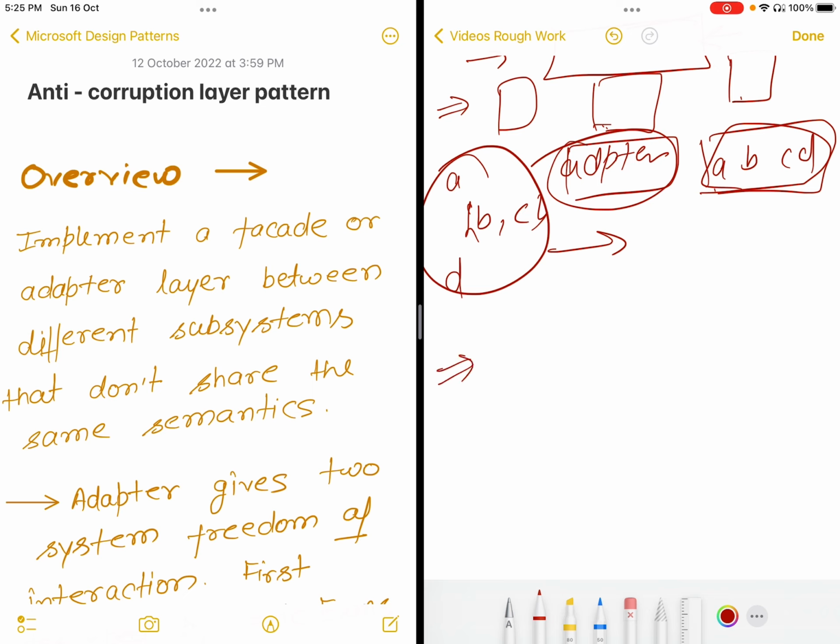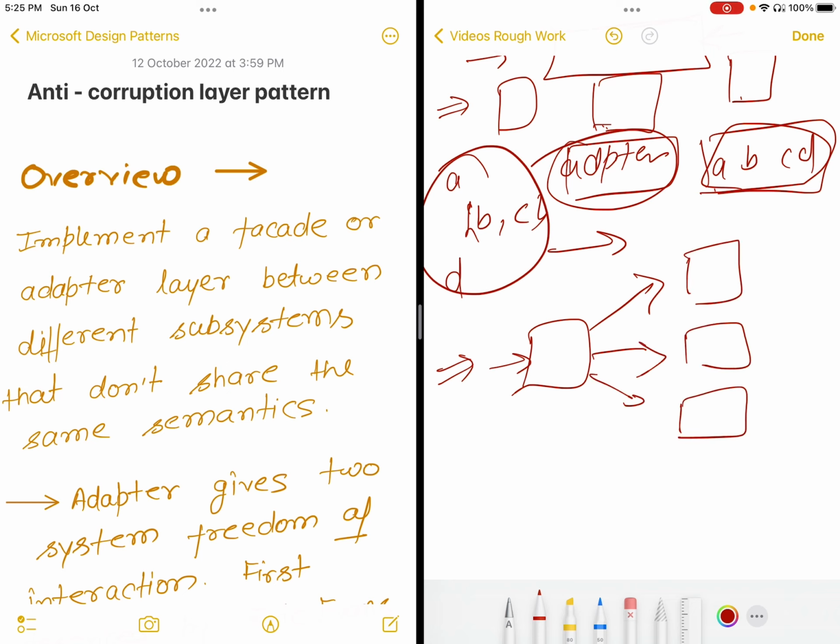Now why is this called the anti-corruption layer pattern? In cloud designs, if you are writing a new microservice, then this microservice will interact with other microservices as well. And in those cases, there might be a chance that one of the services is a legacy service which you cannot modify, and they have their own format. Suppose you are on JSON, then there might be a chance that they are still on SOAP. So you cannot directly interact with them.